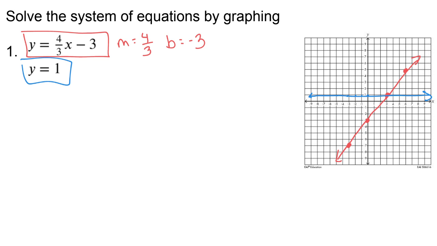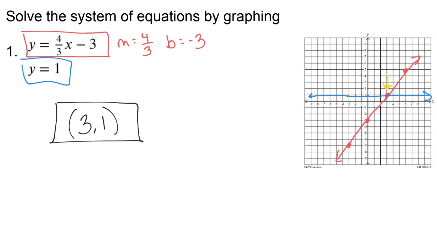The solution for this systems of equations is where they intersect. So for this one, they're intersecting right here at this point. So what is the coordinates for that point? Well, that point is at 3, 1. So 3, 1 is where those two lines intersect. That is the solution for that systems of equations.